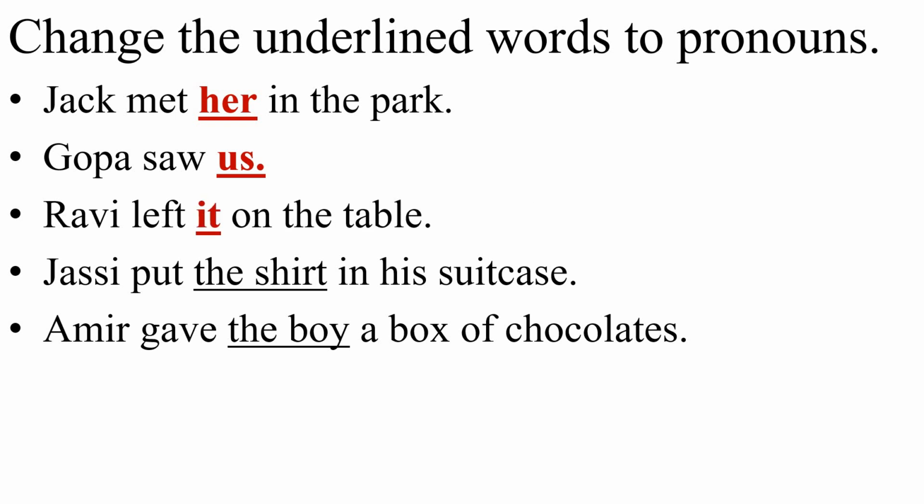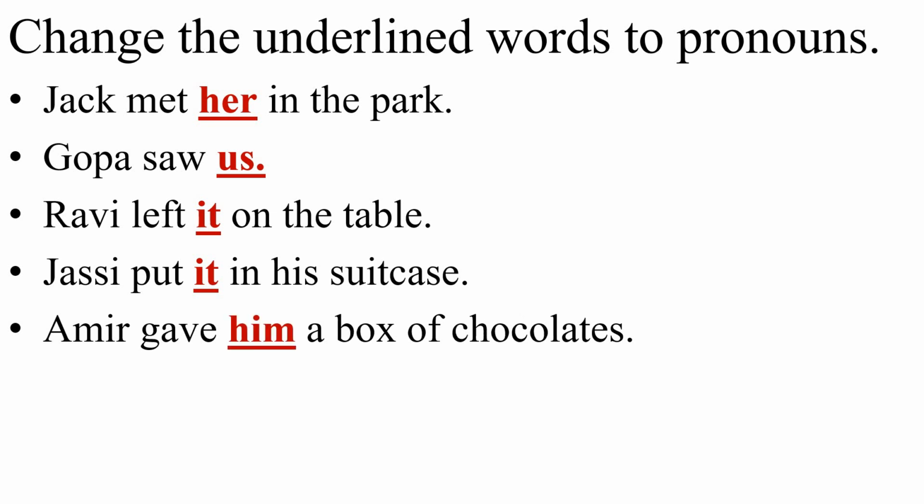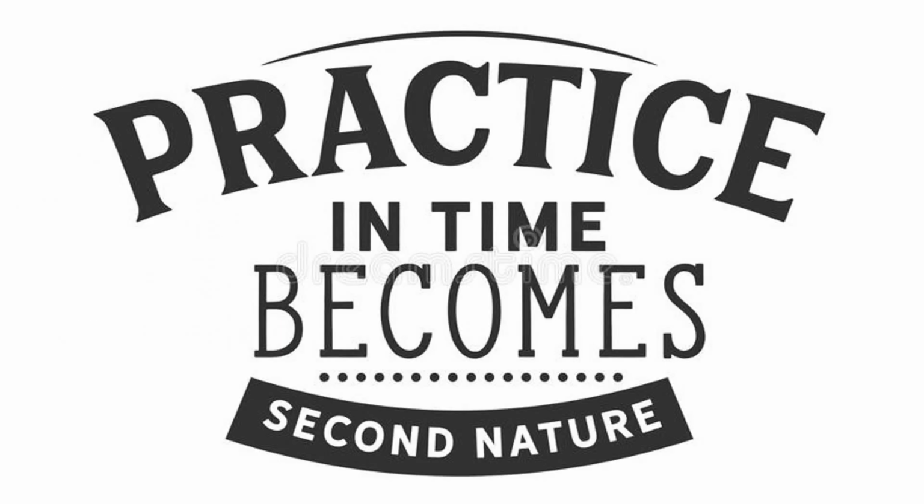In the fourth, the underlined word is the shirt. It is also a non-living thing. So for this also we will use it. In the fifth, आपको the boy का objective pronoun use करना है. Boy का pronoun होगा he and he का objective case क्या होता है? He का objective case होगा him. Now it's finished. Let's know the question given for practice.